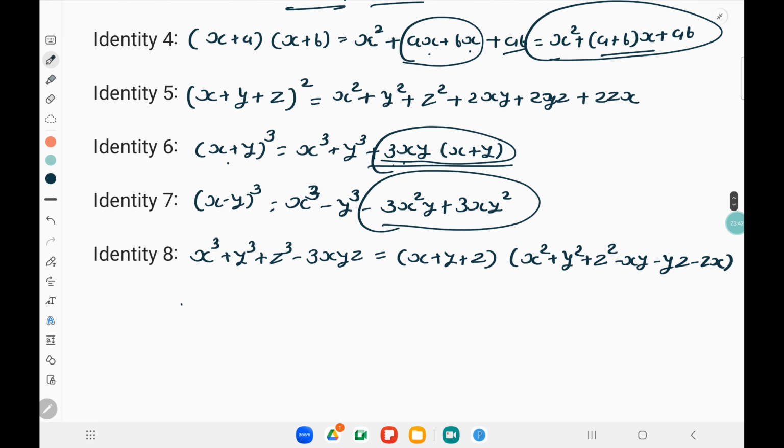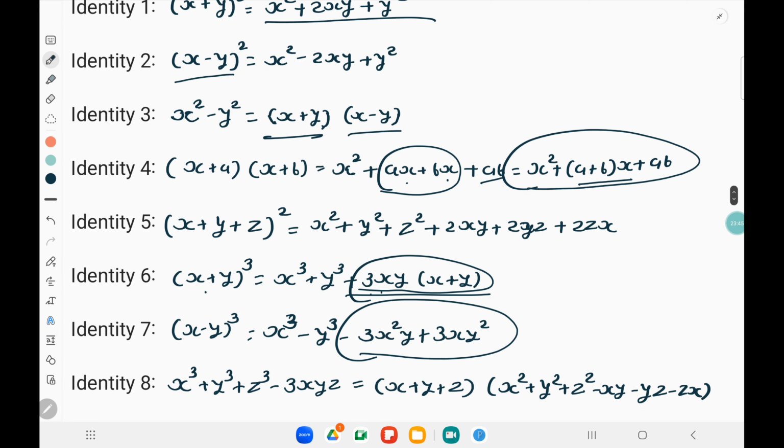So I hope you understand so far. And of course for these identities, when we use them in sums, you will be confident. So don't worry about it, and from the next lesson we start the exercise. Exercise 2.1 we will do in the next lesson.